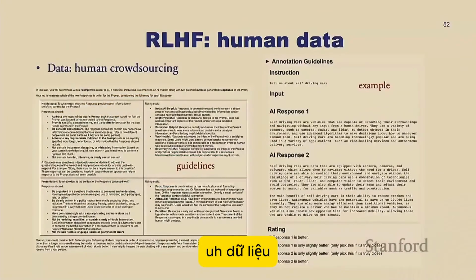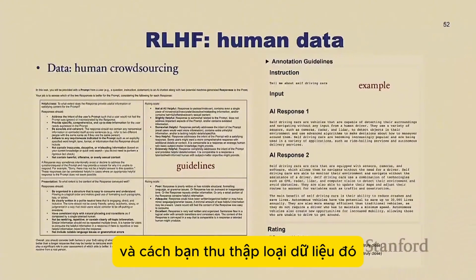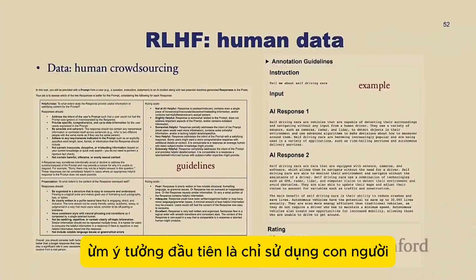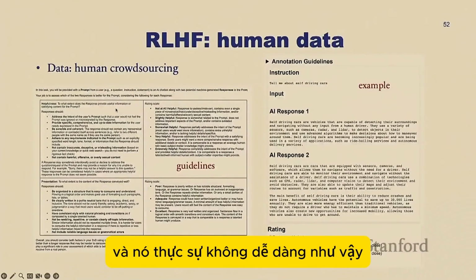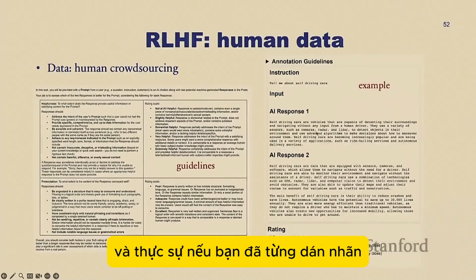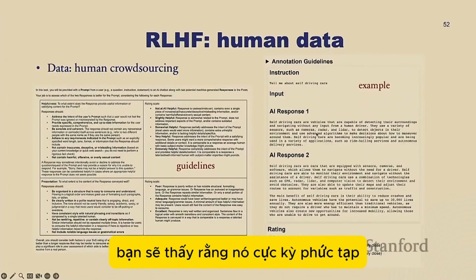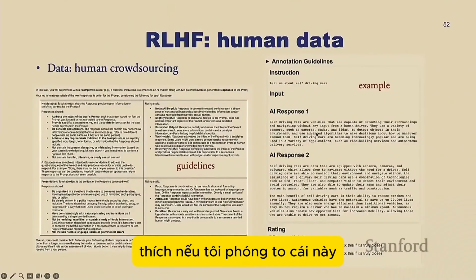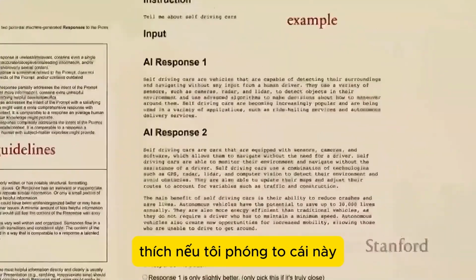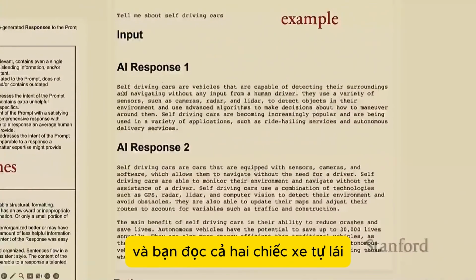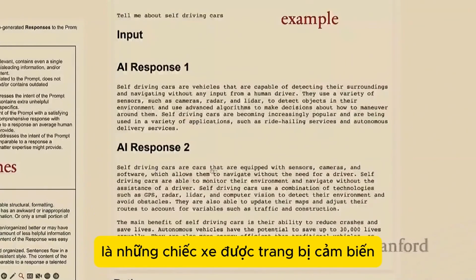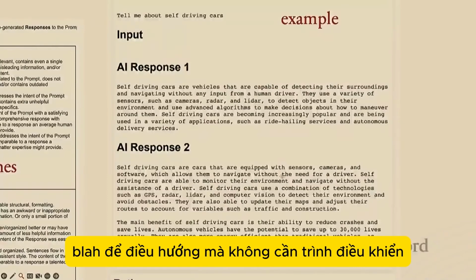Data, the way that you collect that type of data. The first idea is just to use humans, as we already talked about. The guidelines are very complicated for what humans should be labeling, and it's really not that easy. If you ever do some of the labeling, you will see that it's extremely complicated. Here I have a question: tell me about self-driving cars. And you read both. Self-driving cars are vehicles that are capable of detecting their surroundings, blah, blah, blah. Self-driving cars are cars that are equipped with sensors, blah, blah, blah, to navigate without the need for a driver.